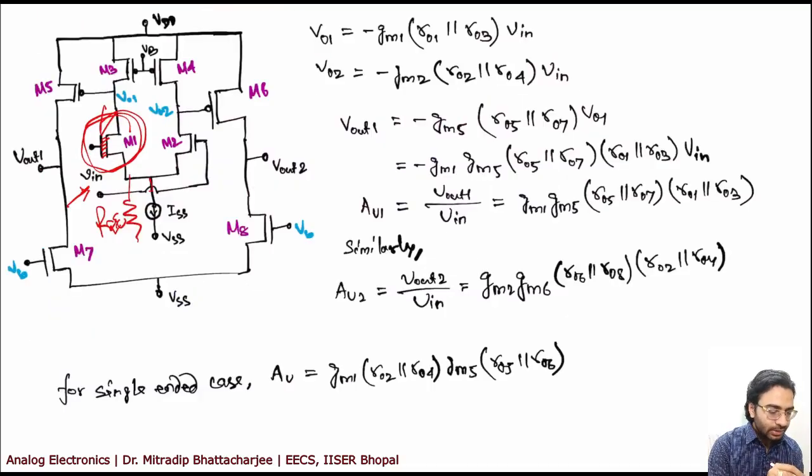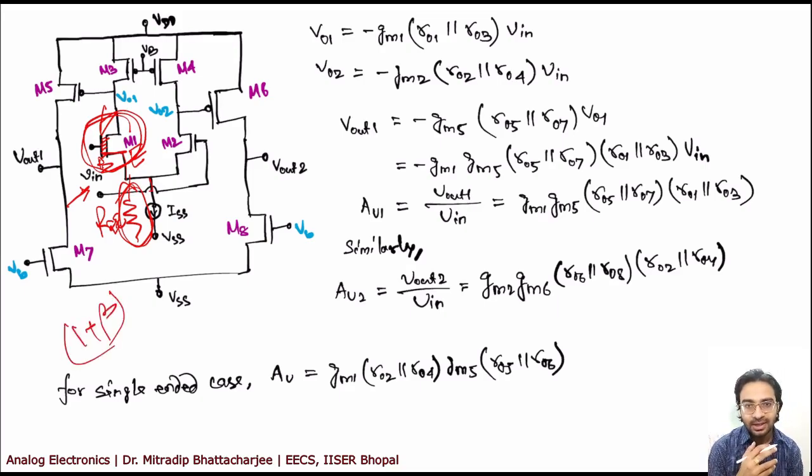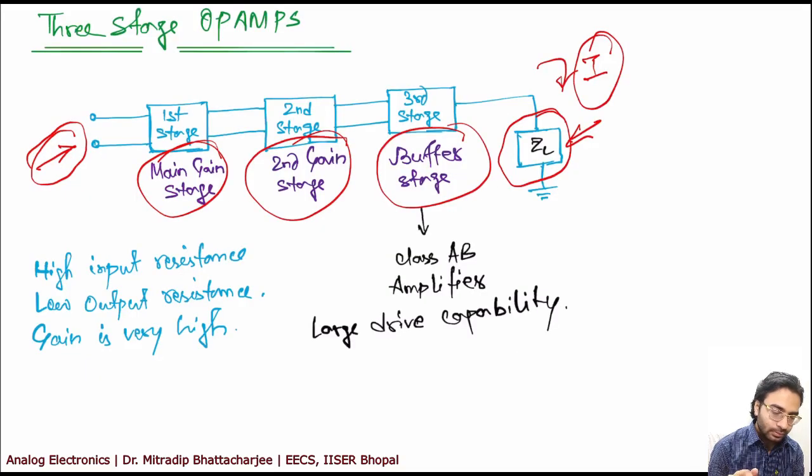And in case of BJT, what I was saying, you have a VB junction, right? This will be VB. The VB junction is connected to RE, and that RE appears in the input side as 1 plus beta times RE, and beta is generally very high. Beta in this case is gain. So in BJT case also, you will get a high input resistance, right? So for BJT and MOS both, you have high input resistance.